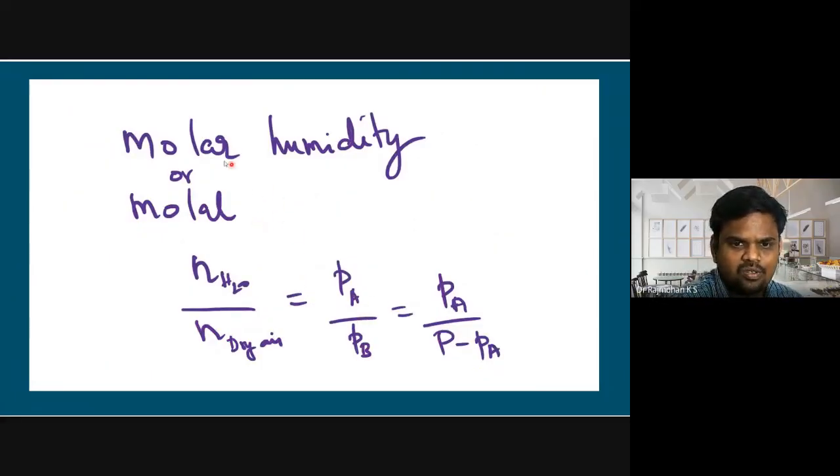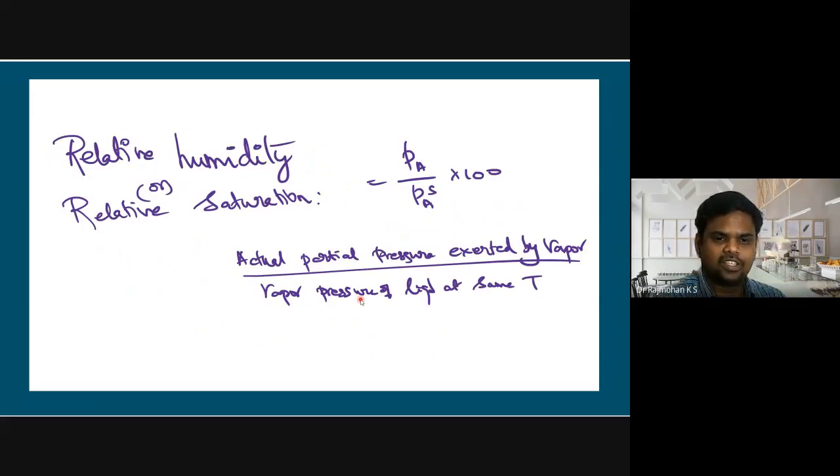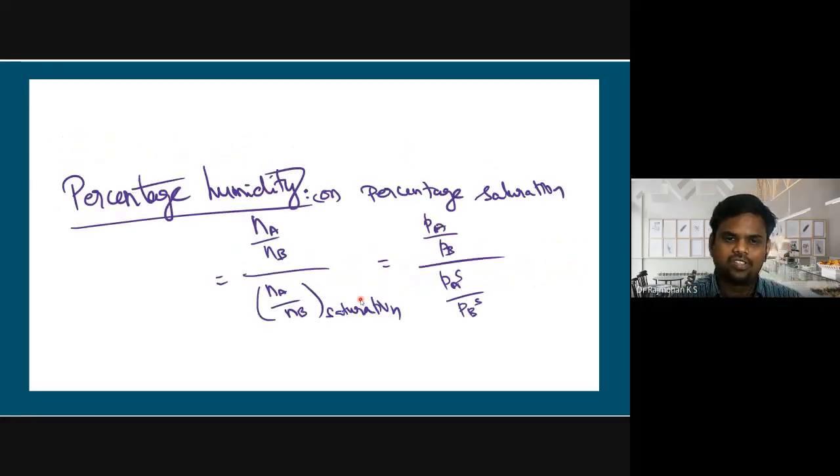If partial pressure is known, how to determine molar humidity? It is number of moles of water by number of moles of dry air, which can be written as partial pressure of A by partial pressure of B, where A is water vapor and B is dry air. And we have seen how to determine molar saturation humidity, the relative humidity or relative saturation. It is the ratio of partial pressure by vapor pressure into 100. Okay, and we have seen what is percentage humidity. It's the ratio of moles of A by moles of B at the given condition to that of the same ratio at saturation.